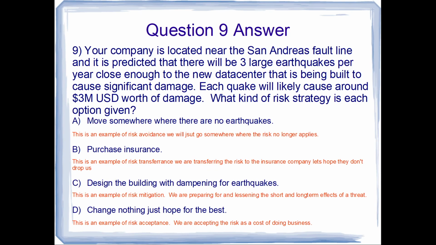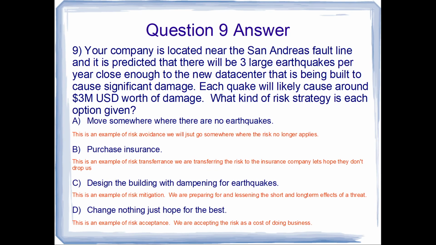Purchase insurance. This is an example of risk transference. We are transferring the risk to the insurance company. Let's hope they don't drop our policy. We can design the building with dampening for earthquakes, and this is an example of risk mitigation. We are preparing for and lessening the short and long term effects of a threat.